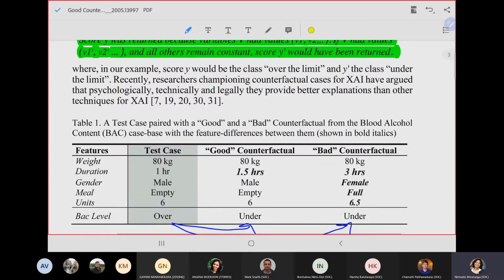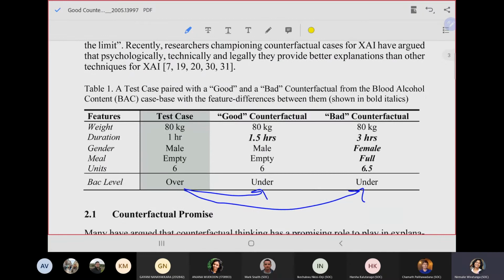Then they go on to show this example of what is a good counterfactual and a bad counterfactual, using this blood alcohol content case base. Here they have a test case: 80 kilograms, a duration, I suppose the person was drinking 1 hour before, gender male, whether they had a meal, so they haven't, number of units of alcohol, and whether their blood alcohol content is over a particular threshold.